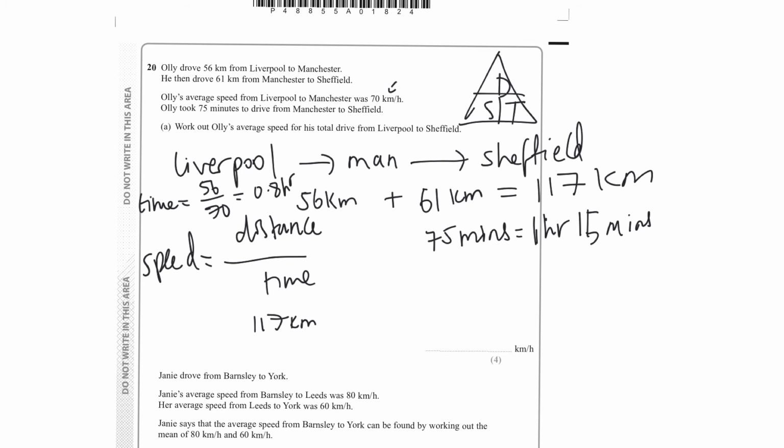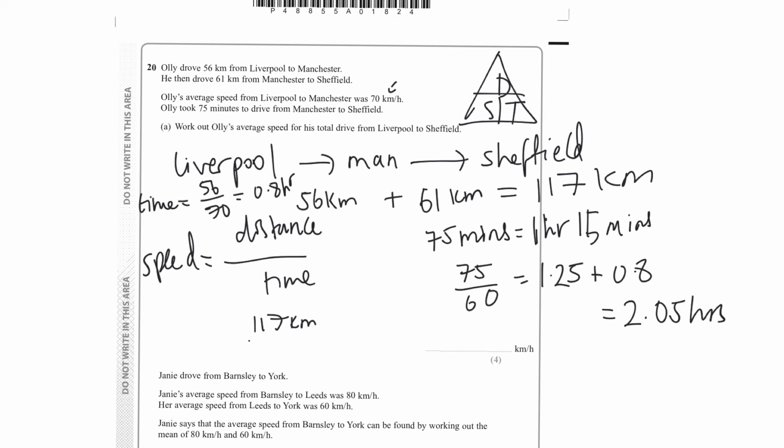So that's that part. And then from Manchester to Sheffield, we also need to convert it to hours because the unit for the speed is kilometers per hour. So then 75, divide that by 60, and that would give you the accurate answer as an hour, which would be 1.25. So then if you add 1.25 from the time from Manchester to Sheffield plus the 0.8 from Liverpool to Manchester, you should get a total time of 2.05 hours.